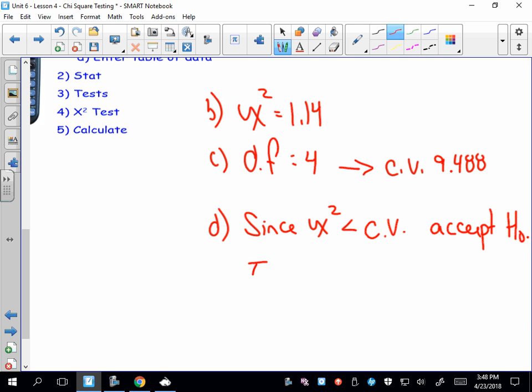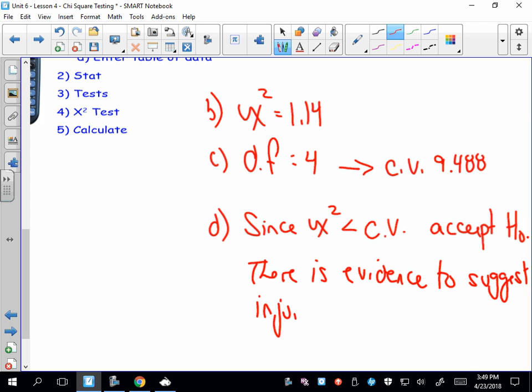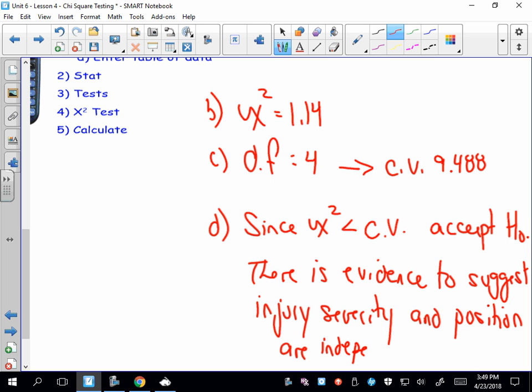And the words we're going to use is there is evidence to suggest that the variables we picked, which were injury severity and position, are independent. They are not related. It doesn't seem to matter which position you play, how seriously you get injured. They are not related to each other. Okay, there's chi-square testing, at least the first part of it.